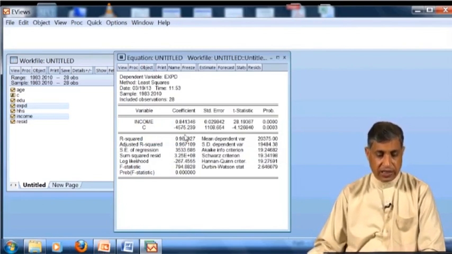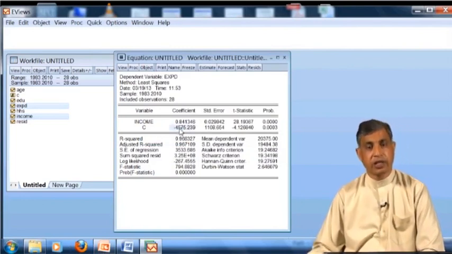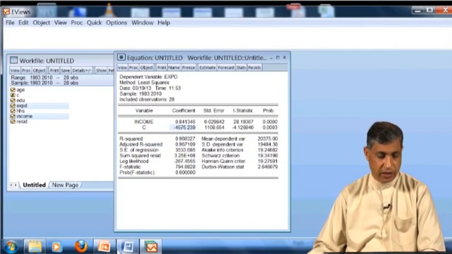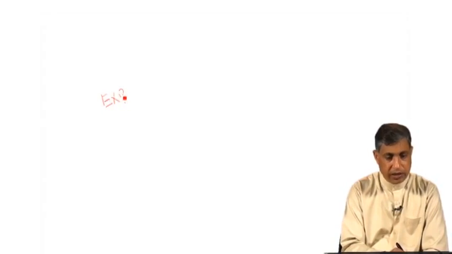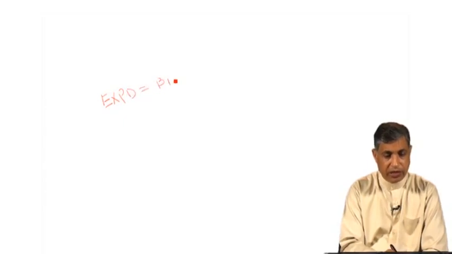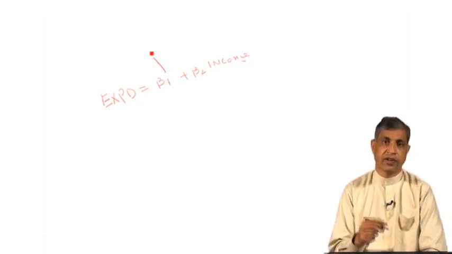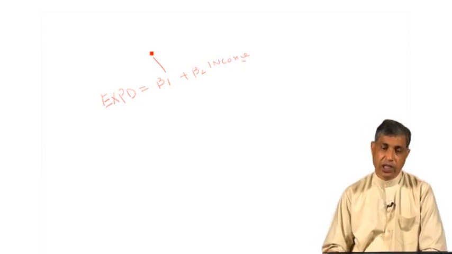Look here. Now these are the coefficients. This is the intercept in our regression. And I would like to write it here: we have expenditure, EXPD, and our estimated model was beta 1 plus beta 2 income. So we estimated this model. This intercept is present there in our model. So we will be explaining it now.